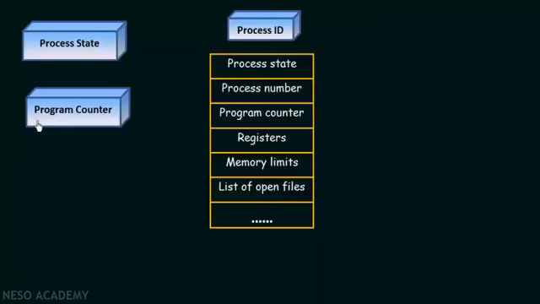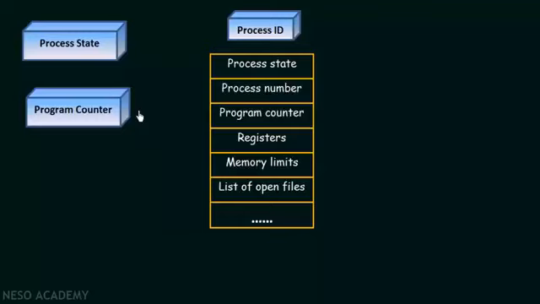The next one that we have is the program counter. The program counter indicates the address of the next instruction that has to be executed for that particular process. Let me explain what this means. We already studied that a process is a program in execution. When a program is in execution, at that moment we call it a process. When a process is being executed, the lines of instructions or lines of code are executed line by line. When it is being executed, this program counter tells us the address of the next line of instruction that has to be executed.